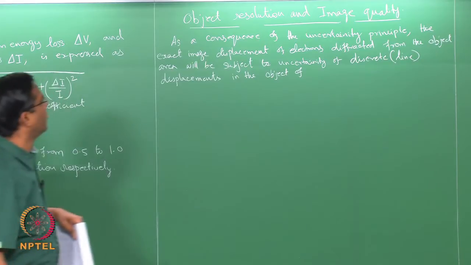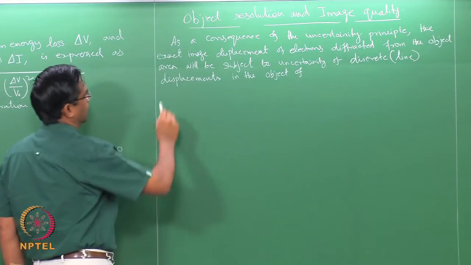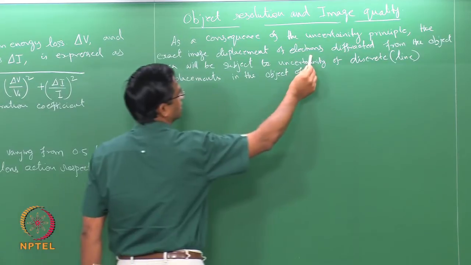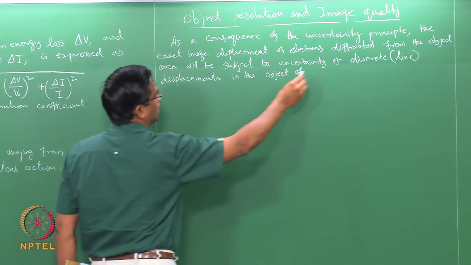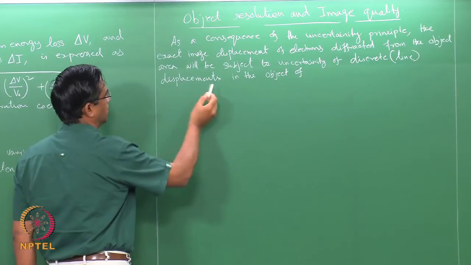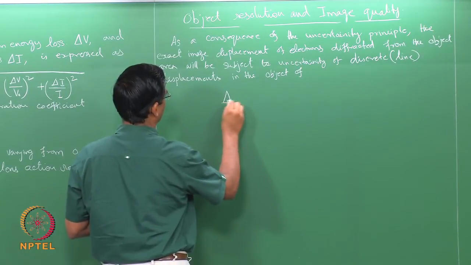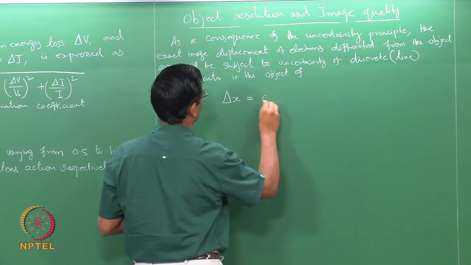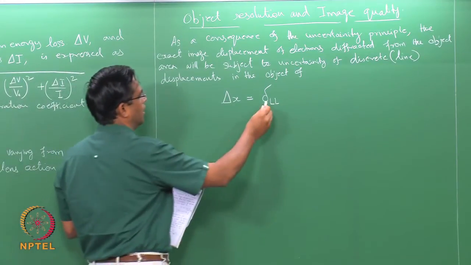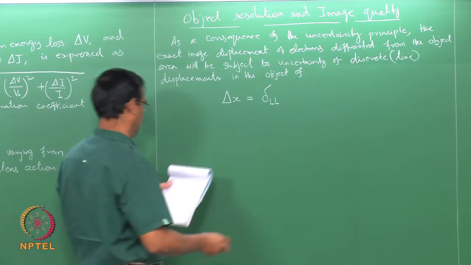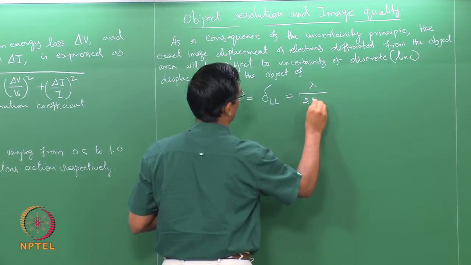So, what I have written is, as a consequence of the uncertainty principle, the exact image displacement of electrons diffracted from the object area will be subjected to uncertainty of discrete line displacement in the object of the order delta x, which is equal to delta LL, that is line to line disk of least confusion, which can be written as lambda divided by 2 sine alpha.